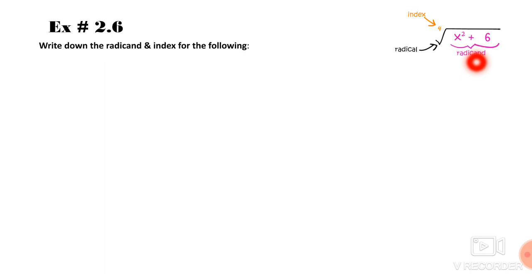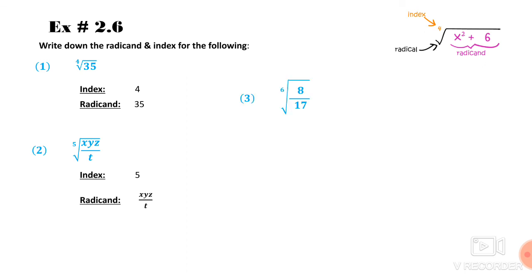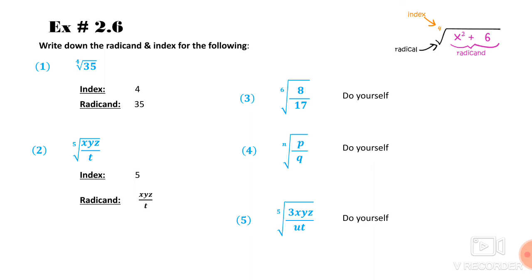Now the exercise. Exercise 2.6. Write down the radicand and index for the following. Radicand is the thing which is written inside the radical sign, and index is the number written on the top of the radical sign. So here we have part 1. Here 35 is the radicand and 4 is the index. Part 2, this 5 is considered as index and xyz upon t is considered as radicand. Part 3, 6 is index and 8 upon 7 is the radicand. Part 4, do it yourself. Part 5, you have to do it yourself.